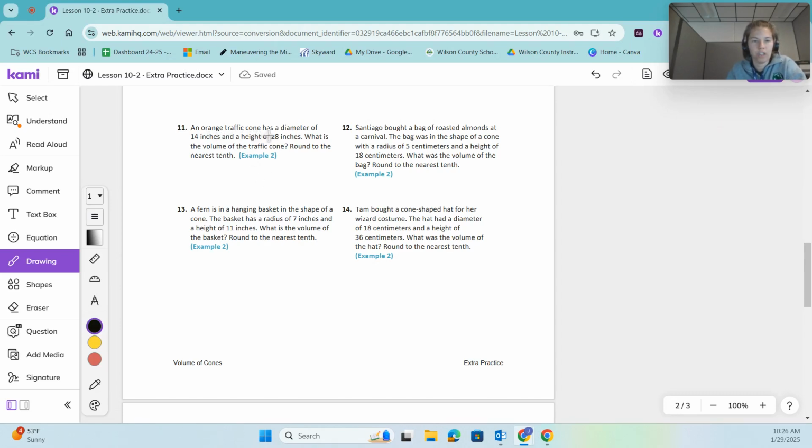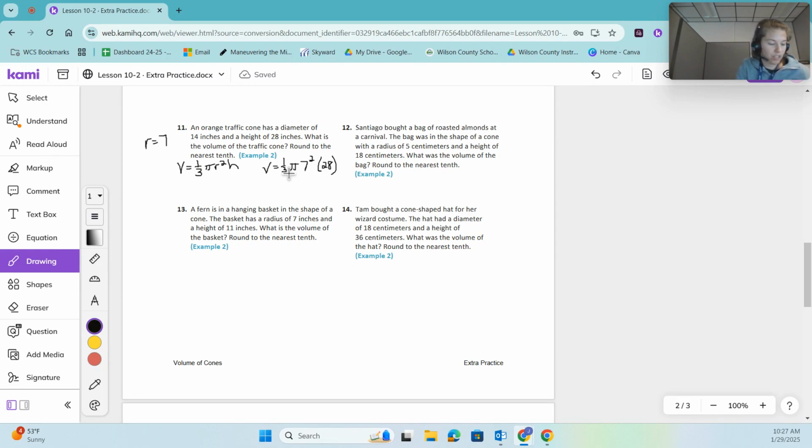An orange traffic cone has a diameter of 14 inches and a height of 28. What is the volume of the traffic cone? Round to the nearest tenth. So they give you the diameter, which means we need to find radius, which will be 7. Then we will use the same formula. Okay, so you plug that in, you get 1/3 pi 7 squared times 28.